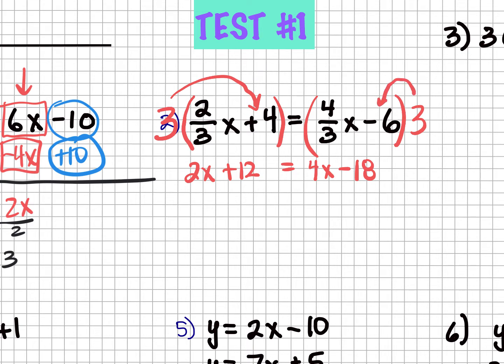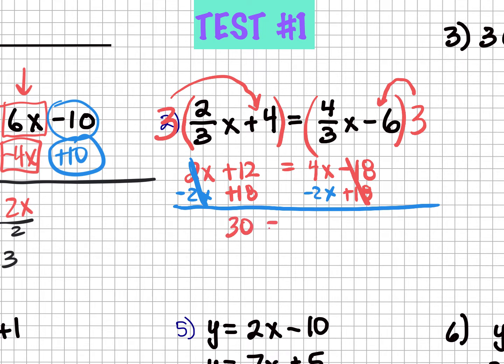So I'm going to go ahead and subtract 2x from this side, subtract 2x from that side. So the x's are gone over here, so I'll make the other side my number side, so plus 18. That gets rid of this, and I get 30 equals 2x. Divide by 2, x equals 15.